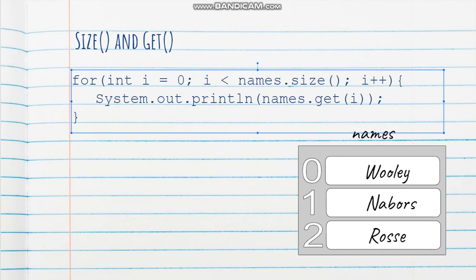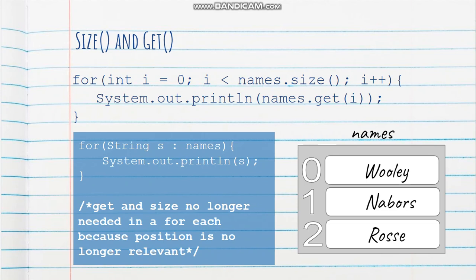Now, with ArrayList, we can still use for each. But we could no longer use get and size, because size would no longer be relevant, and get, we no longer have a position to reference. We no longer have a number. So get and size would no longer be used here.